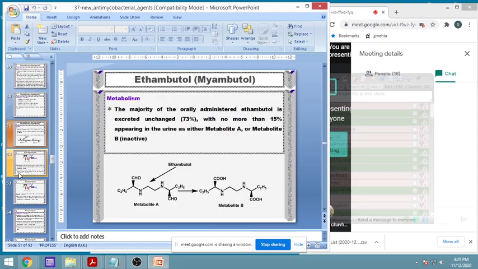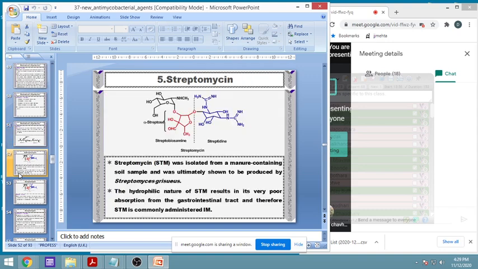Regarding metabolism, it is orally administered and excreted unchanged, 73%, with no more than 15% appearing in the urine as metabolite A or metabolite B, which are inactive in nature. So this is the only drug which has no concern with the liver.